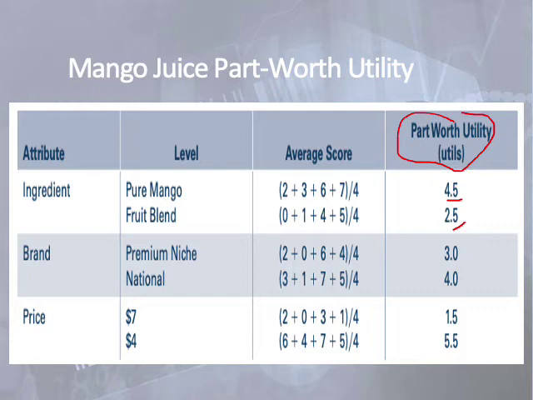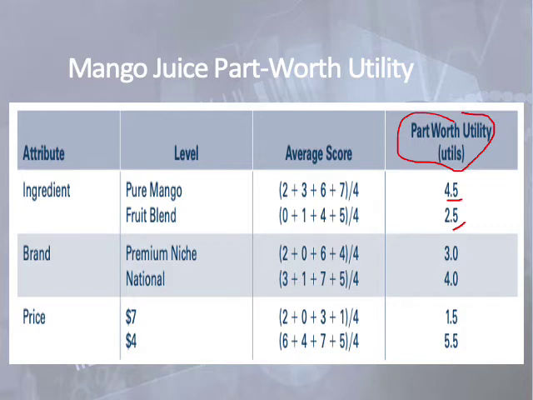Now for the brand, we have Premium Niche and the National. So we have 2 plus 0 plus 6 plus 4 over 4 equals 3, and then 3 plus 1 plus 7 plus 5 over 4, which yields 4. I'm rushing already. And for the price, $7 and $4, we have 2 plus 0 plus 3 plus 1 over 4 and 6 plus 4 plus 7 plus 5 over 4. So we have 1.5 and 5.5. So we have now the result.